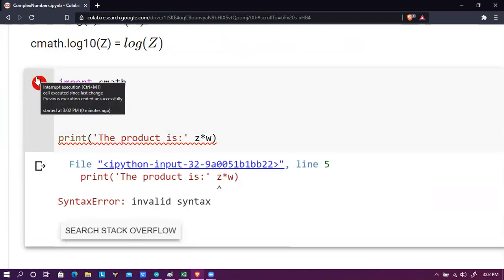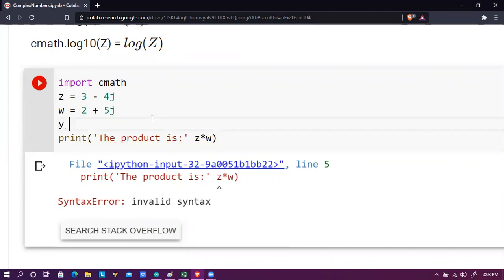So z, that is invalid. Take note, why is it invalid? Because this is a complex number. So this is an invalid expression of the product. So how are we going to do this? We can solve this by using this one. Let's say y is actually the product: z times, let's say, 3 minus 4j times 2 plus 5j.